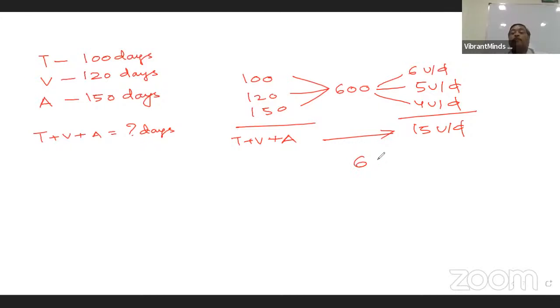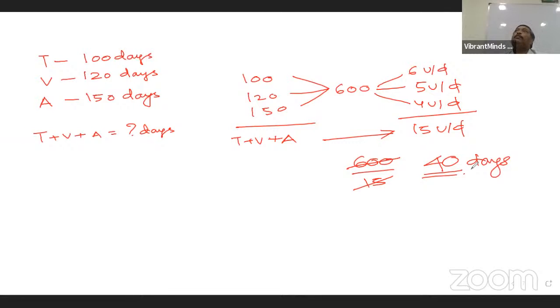Number of days: 600 by 15. 15 into 4 is 60, and then we have a 0 left, so 0 will accompany. How many days? They all together will take 40 days to complete the job. Is it clear? So questions can be attempted in this manner.